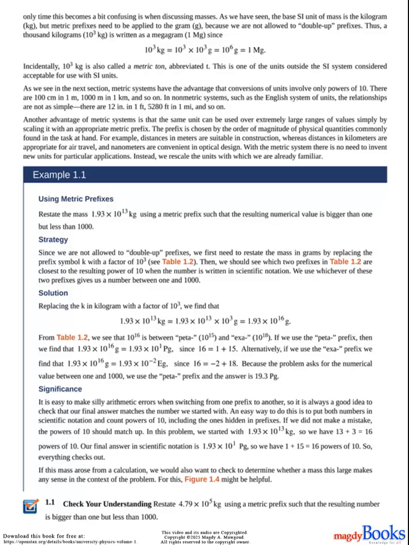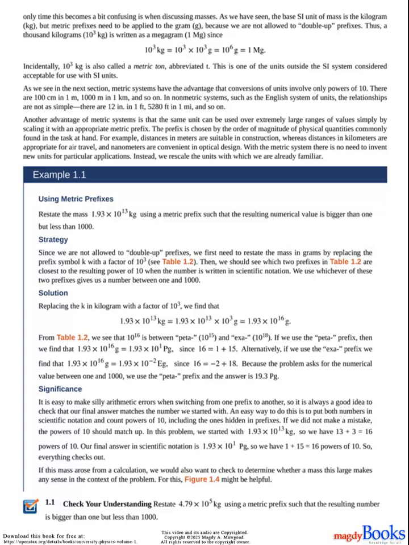Solution. Replacing the k in kilogram with a factor of 10^3, we find that 1.93 multiplied by 10^13 kilogram equals 1.93 multiplied by 10^13 multiplied by 10^3 gram equals 1.93 multiplied by 10^16 gram. From Table 1.2, we see that 10^16 is between peta, 10^15, and exa, 10^18.